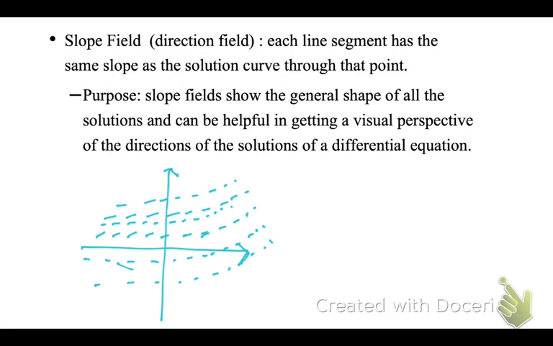Yes. Okay. So the purpose of a slope field is to show the general shape of all the solutions. It's helpful for getting a visual perspective of the direction of the solution of the differential equation. So a slope field is a picture of the general solutions. Does it make sense? So if I want a particular solution, that would be through one particular point, like this point right here. So the graph would look something like this.